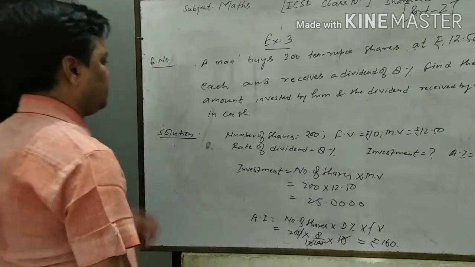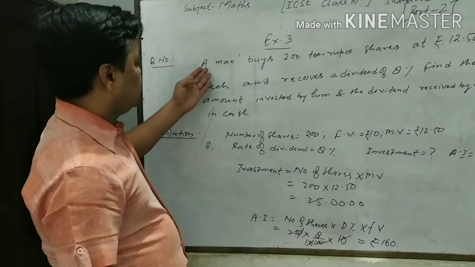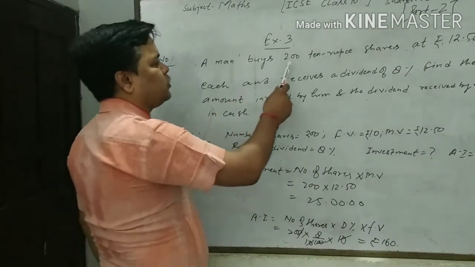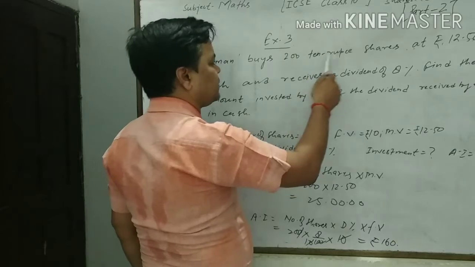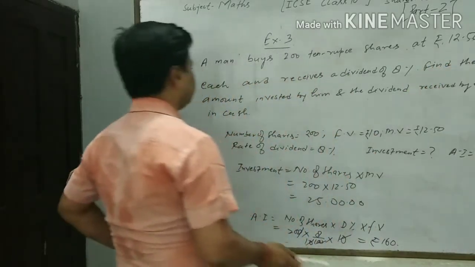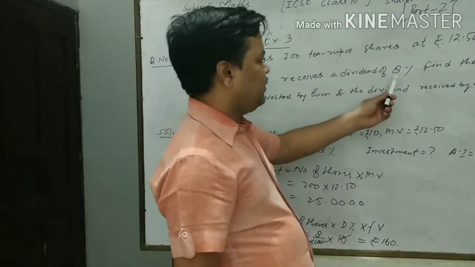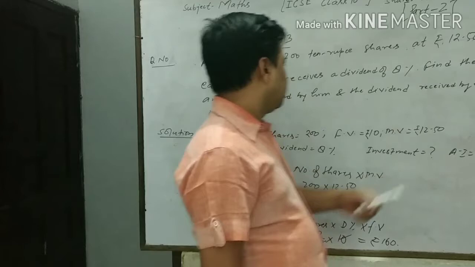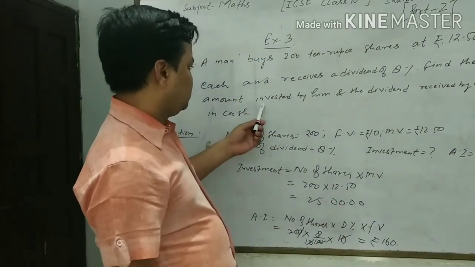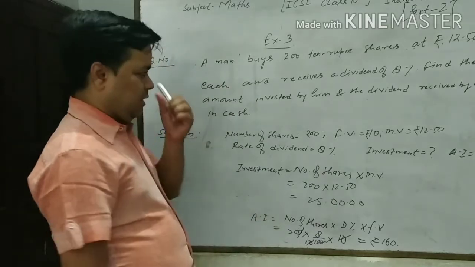Okay, let us see the next question. The next question is, a man buys 200 rupees 10 shares at rupees 12.50 each and receives a dividend of 8%. Then find the amount invested by him and the dividend received by him in cash.